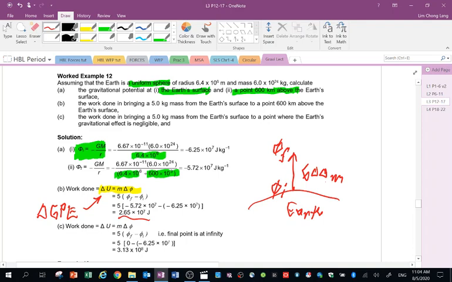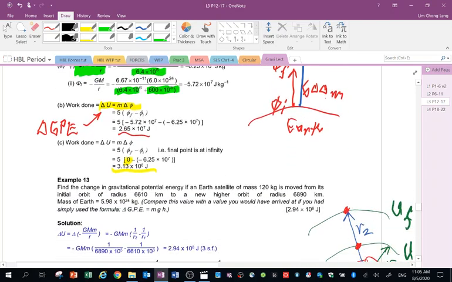And the next one, part C, work done in bringing a 5 kg mass from Earth's surface to a point where the Earth's gravitational field is negligible, means you are going to bring this from the surface to infinity. So if you bring it up to infinity, the final value is zero. The final potential is zero. So eventually you'll get this answer.